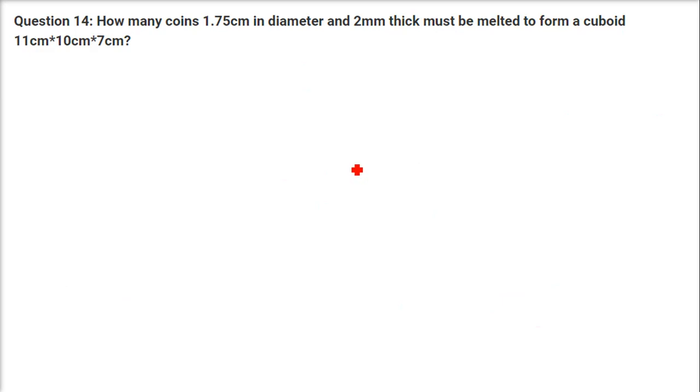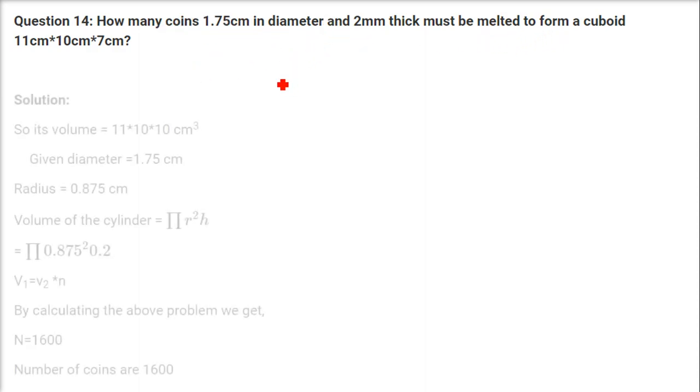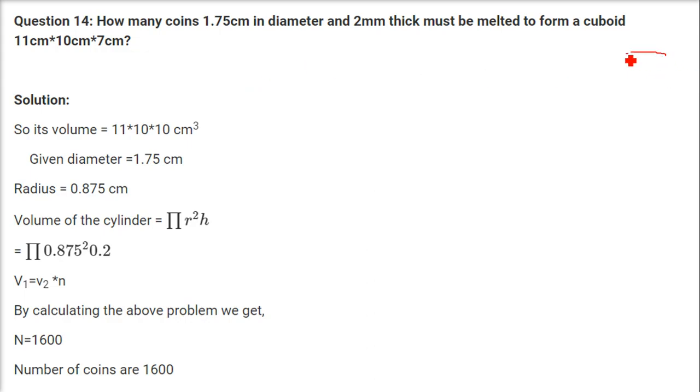How many coins of 1.75 diameter and 2 millimeter thickness can be melted to form a cuboid? We don't know how many of these, and the coins are of course in the form of a cylinder. If you take a coin, you see there is a thickness also, so it is a type of cylinder. How many cylinders of this type have to be melted? Let us take that there are n coins.